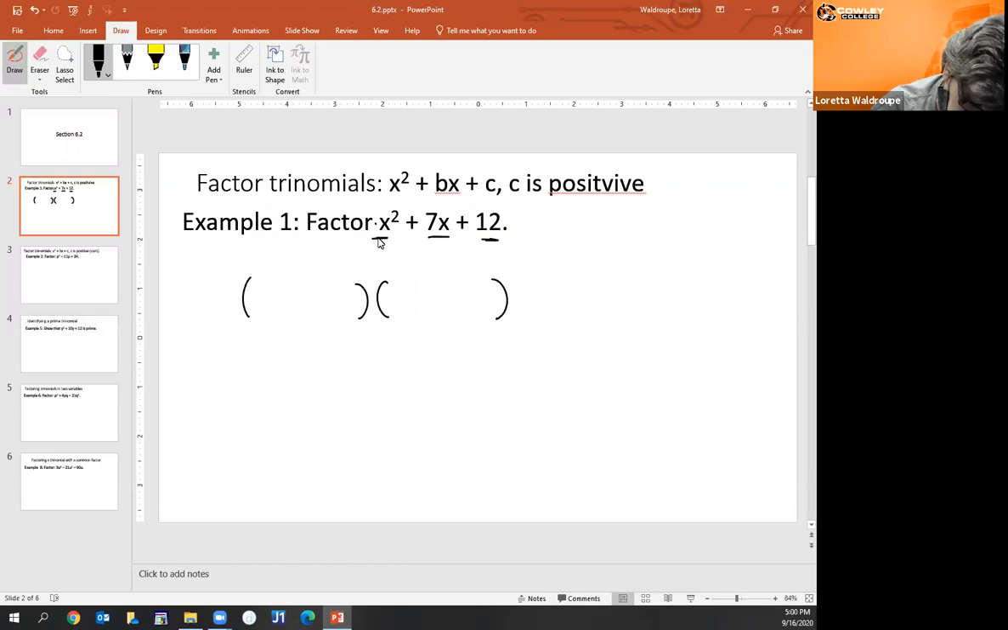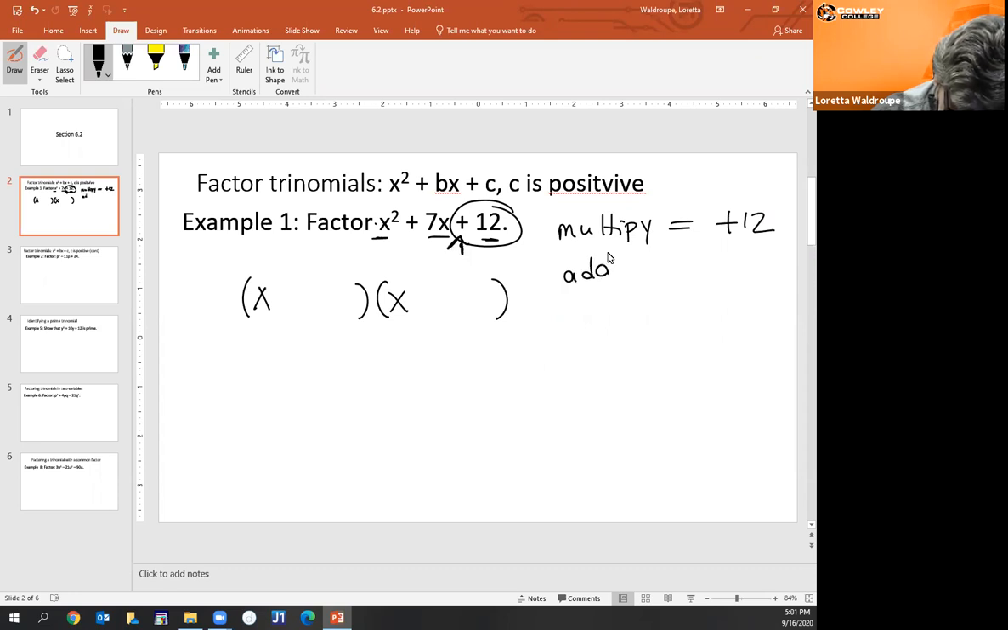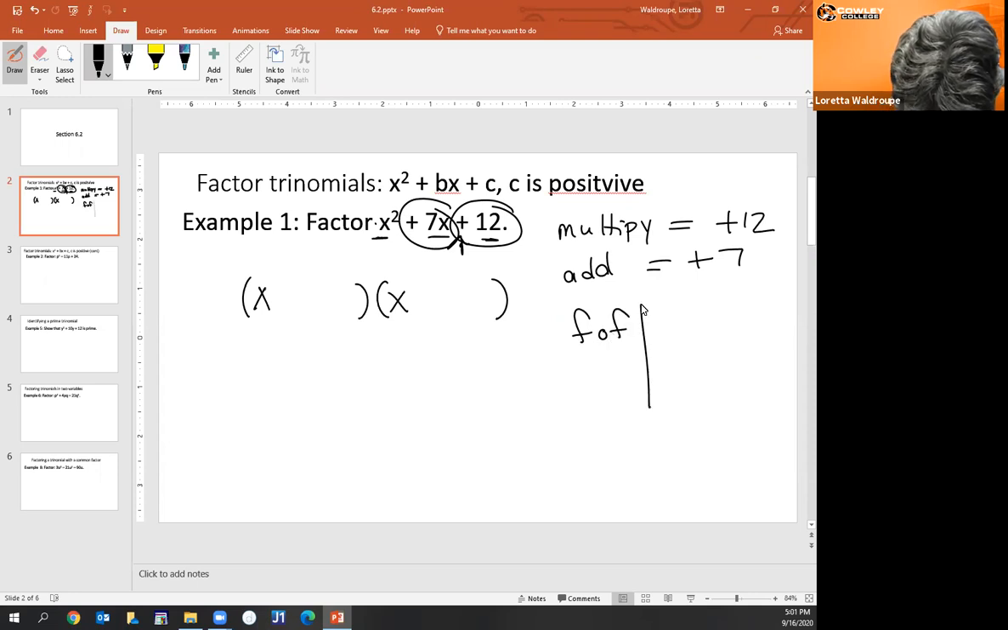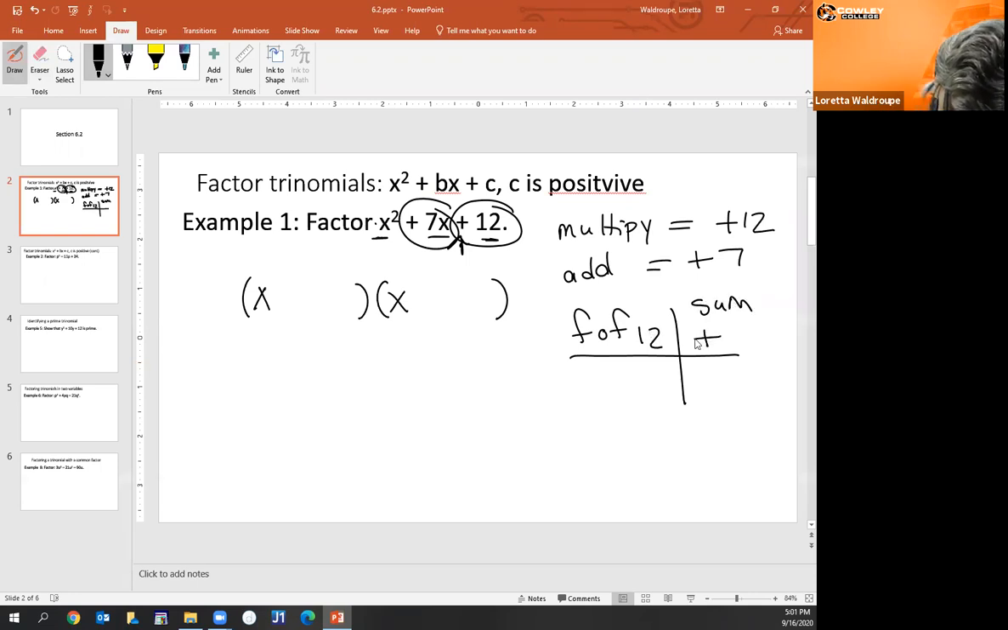What do you multiply to get x squared? That has to be x and x, okay? And then you ask yourself, what do you multiply to get a positive 12? And this is a positive, so we want it to add to equal a positive 7 in the middle. Okay, so I want the factors of 12, and I want the sum to be a positive 7.